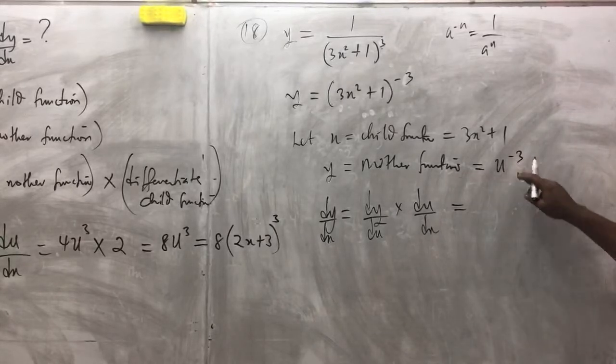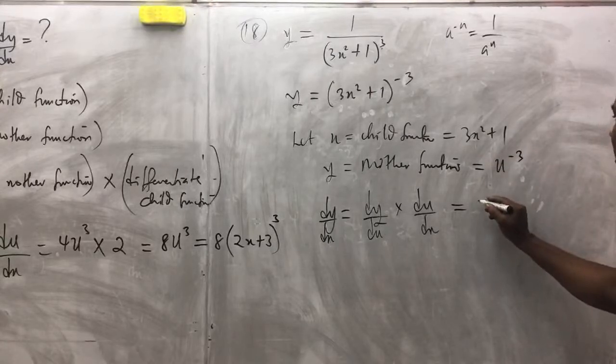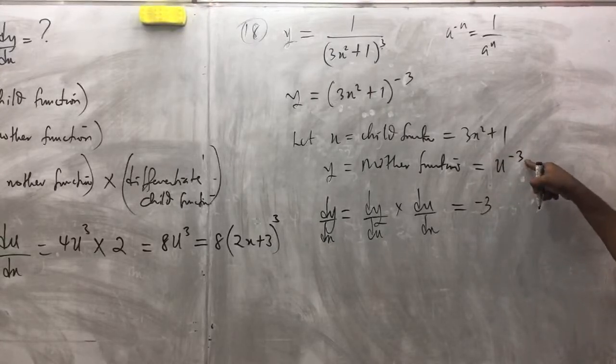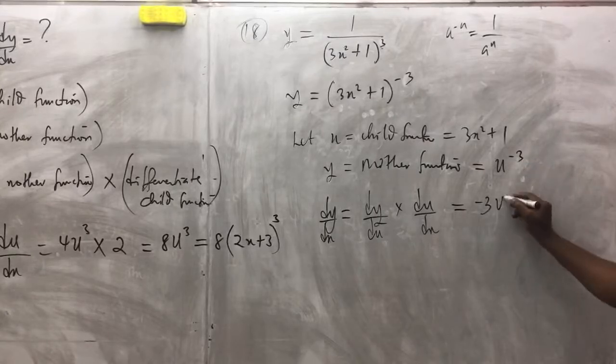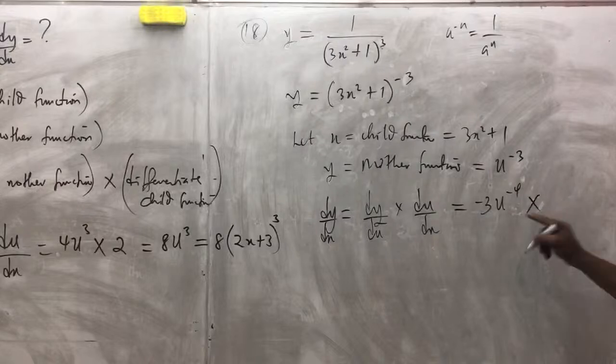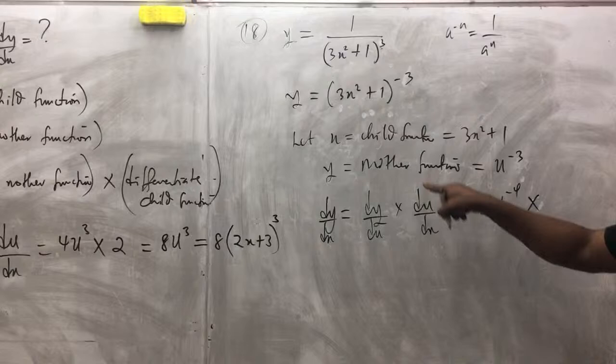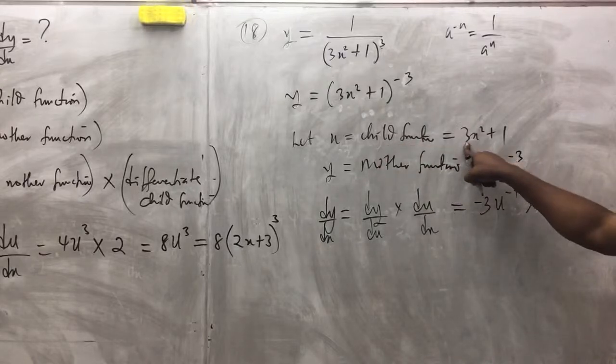Differentiating y with respect to u would give us minus 3 multiplying the coefficient 1 here gives us minus 3. Subtracting 1 from the power, minus 3 minus 1 gives us minus 4. Times differentiating the child function, which gives us du/dx. And what is the child function, guys? It is 3x squared plus 1.